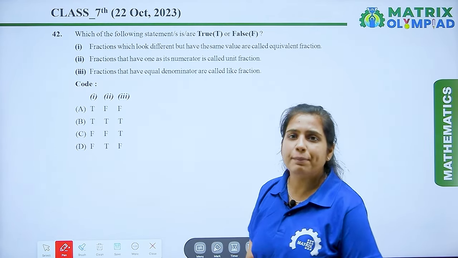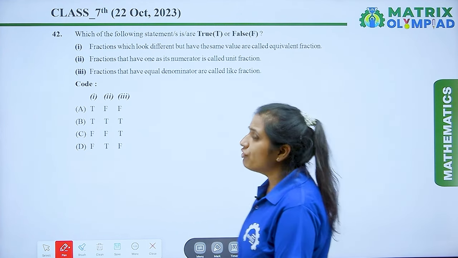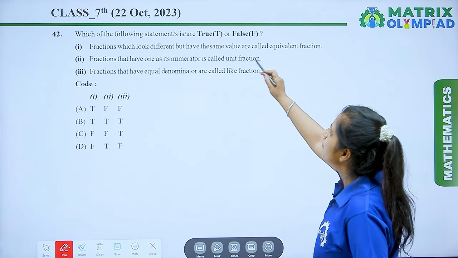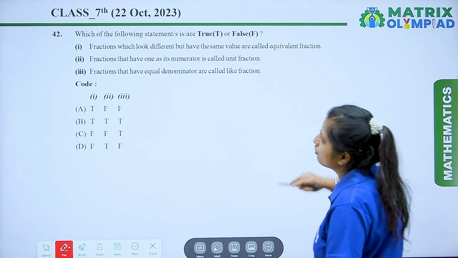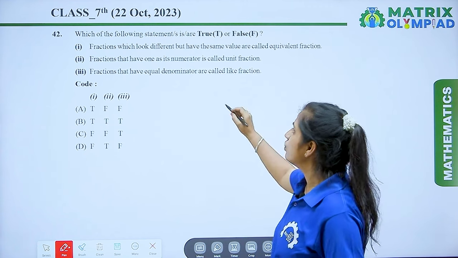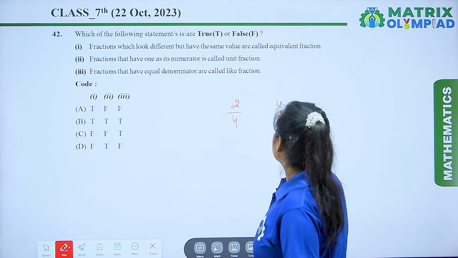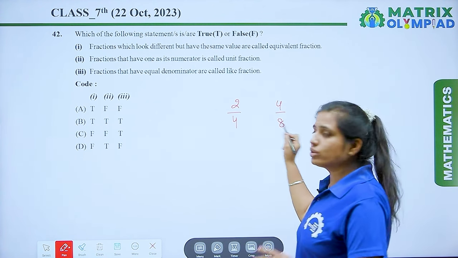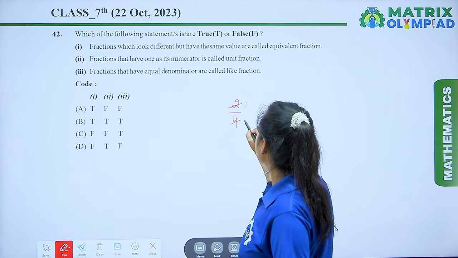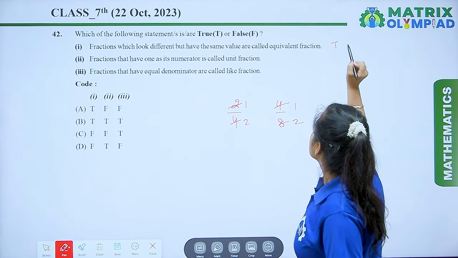Next is question number 42. Which of the following statements are true or false? Here, first statement is, fractions which look different but have the same values are called equivalent fractions. Yes, all the fractions which look different but have the same value. It means 2 upon 4 and 4 upon 8. They look different but they have the same values, 1 by 2. So, first statement is true.